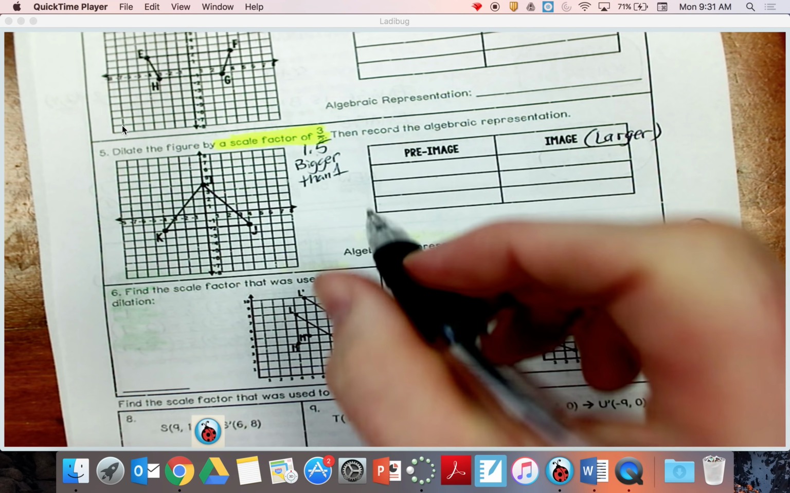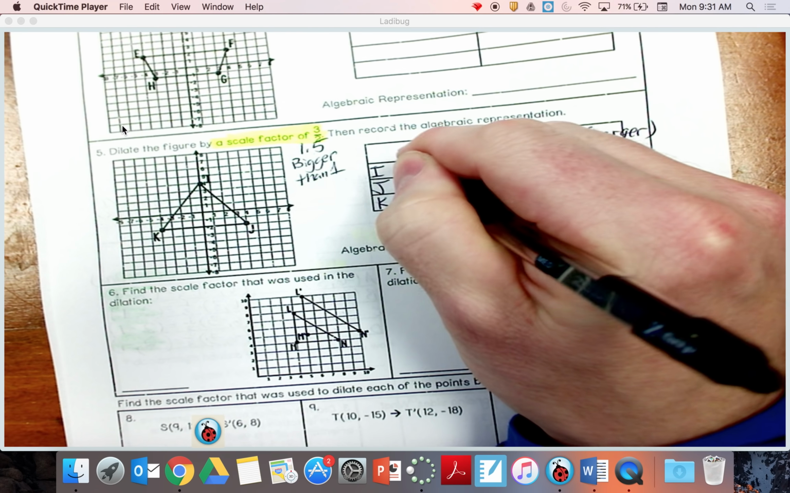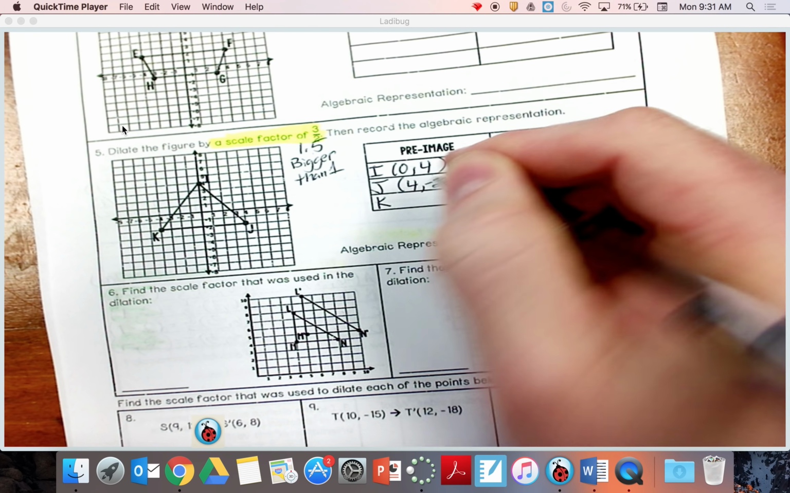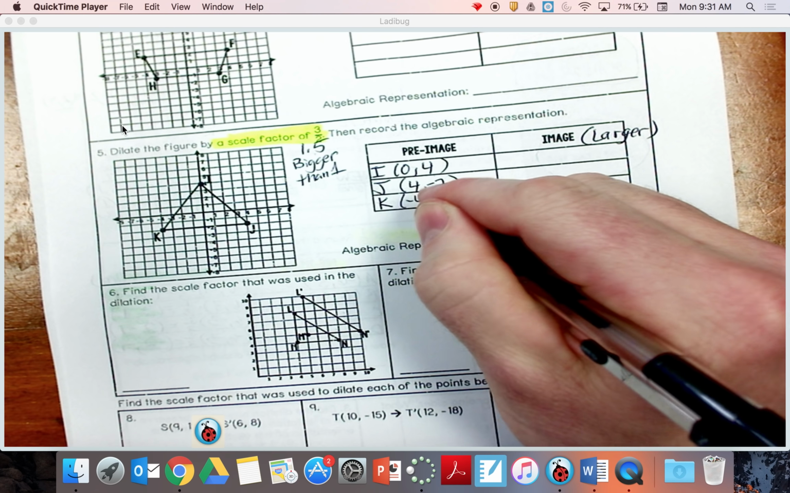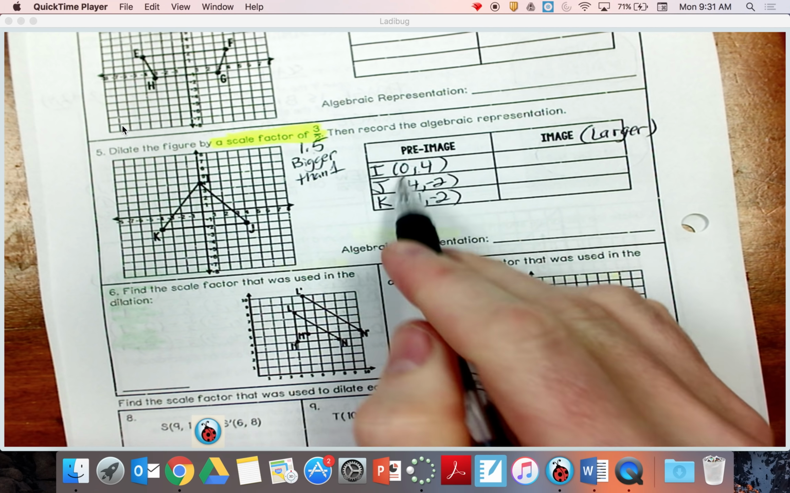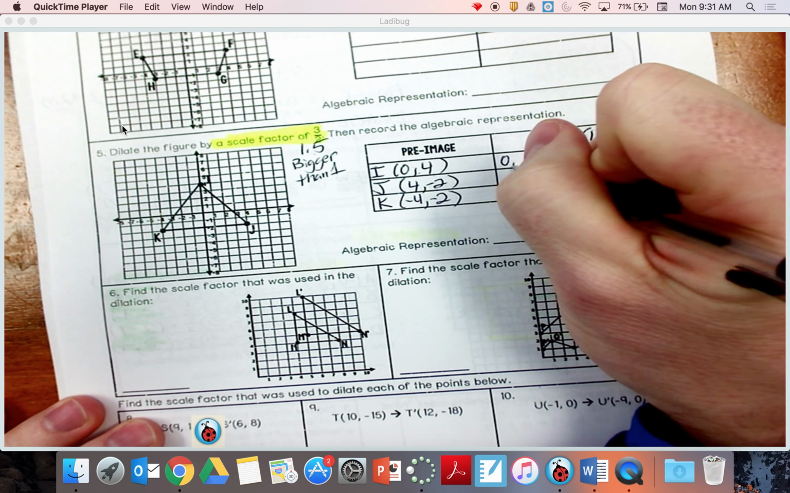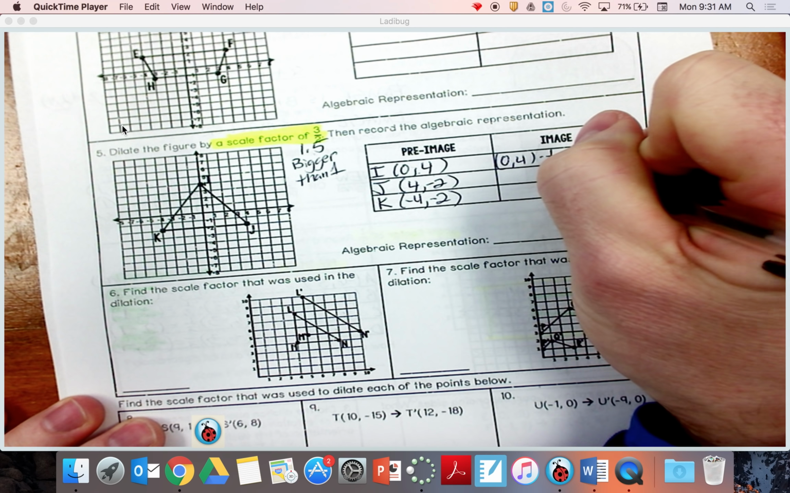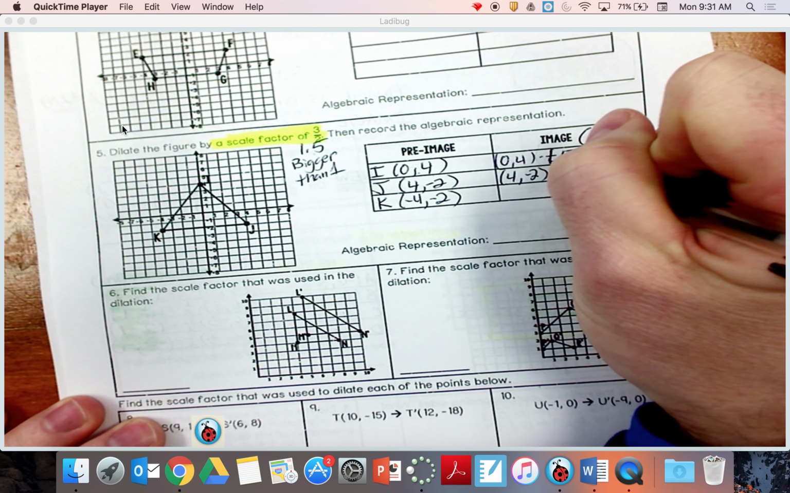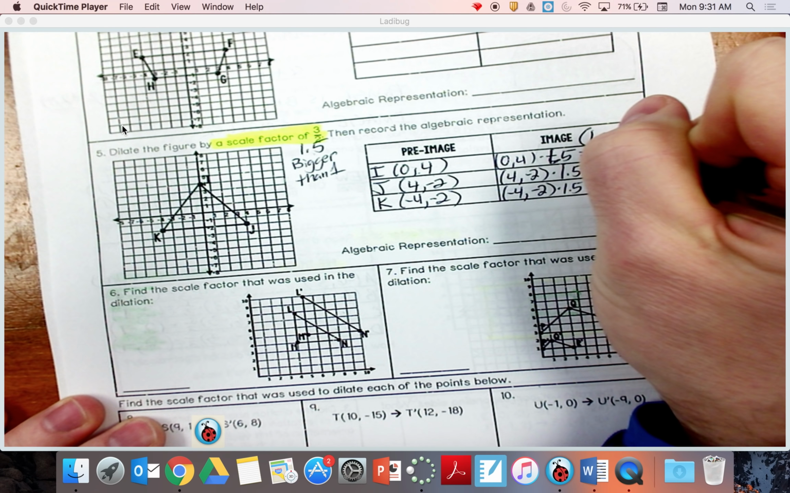So I take my points that I have: I, J, and K. I is located at 0, 4. J is located at 4, -2. And K is located at -4, -2. So now I take these numbers and I'm going to multiply them by my scale factor. I just write them down here. There they are. I'm going to multiply each one of those by 1.5, and I should get numbers that are bigger than what I have right now. So it's going to enlarge my triangle.